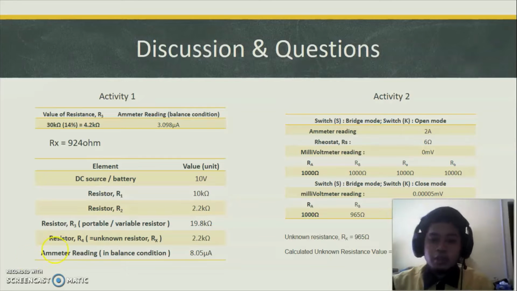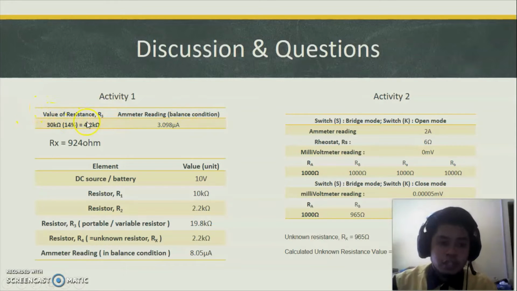Today I will present to you about the discussion and questions for our lab experiment. Activity 1 is about the Wheatstone bridge. After we have done this experiment by using Multisim software, we can get the value of resistor R3 and the ammeter reading by adjusting the arm of R3 until it gets near to 0 microampere. After that we take the value.